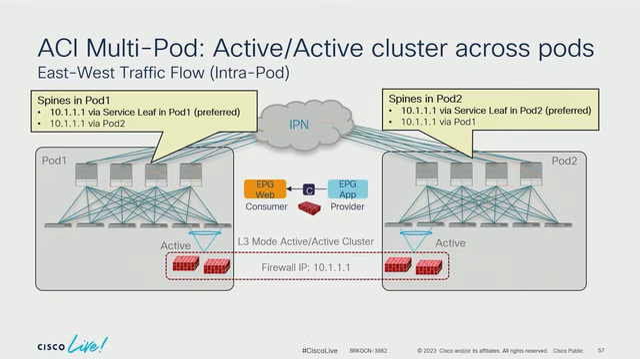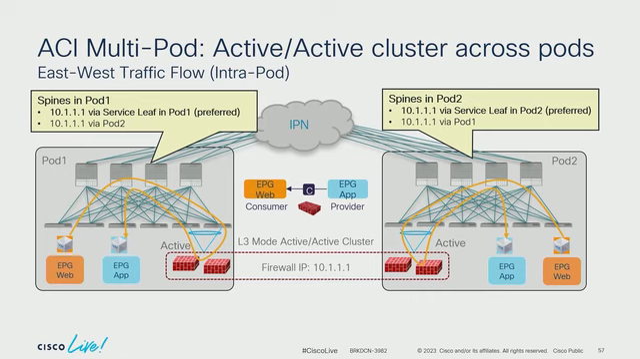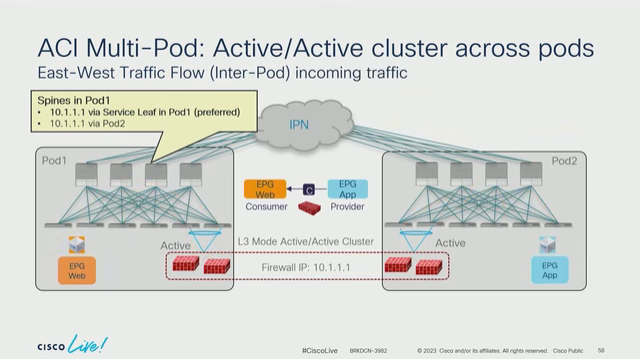For east-west, web to app, let's start with intra-pod traffic. If both source and destination are in the same pod, regardless of ingress or egress enforcement, the local firewall will be used. And then within pod 2, they're going to use the firewall in pod 2. So there is no traffic hairpinning. Traffic can be localized, and it's highly available, which is great.